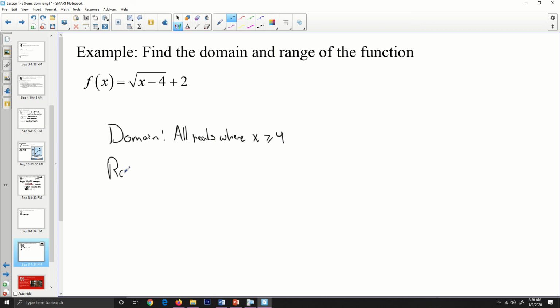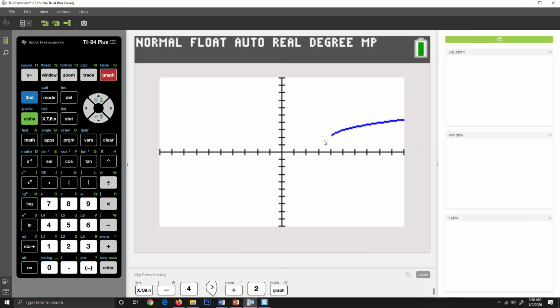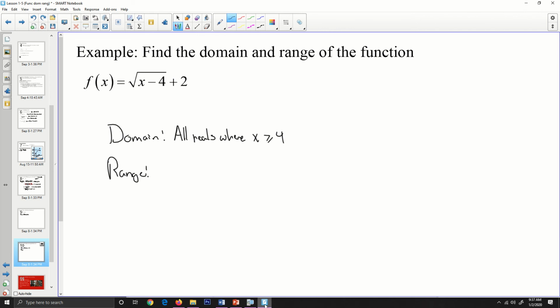And then my range, well, my range is the y values that are graphed. All right. So if I look at this graph here, there's some y values that aren't graphed, and it looks like it starts at 2. So it starts at 2 and goes up. So my guess from my graphing calculator is to say that my range, my y value, is greater than or equal to 2.